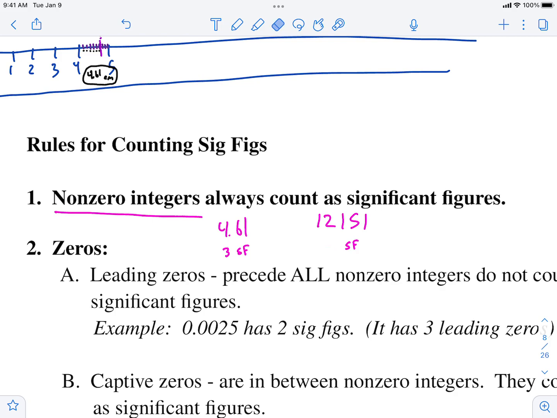Uh-oh, my 5 looks like my S, as I've learned. Okay, there we go. Are you guys okay with that?